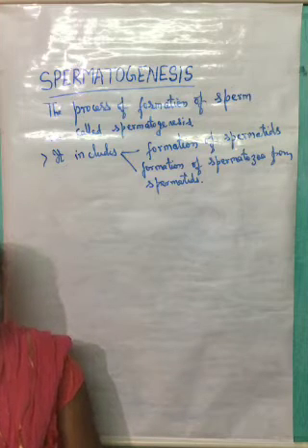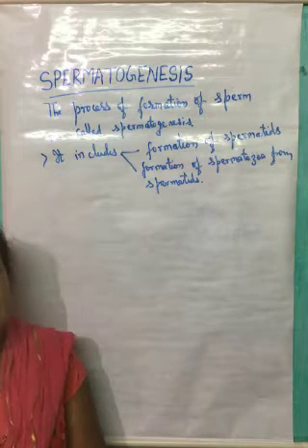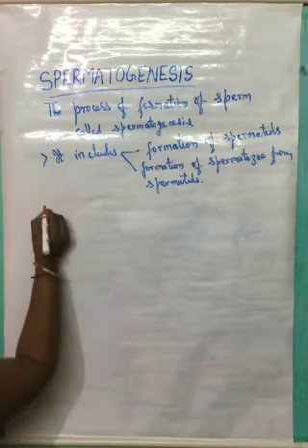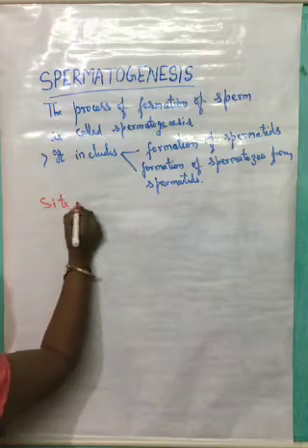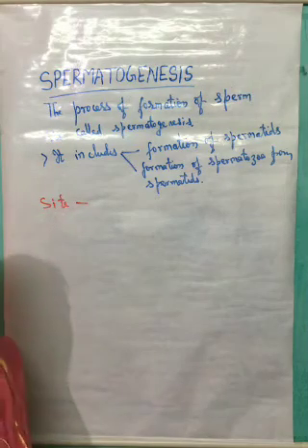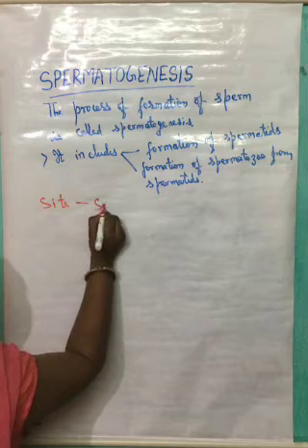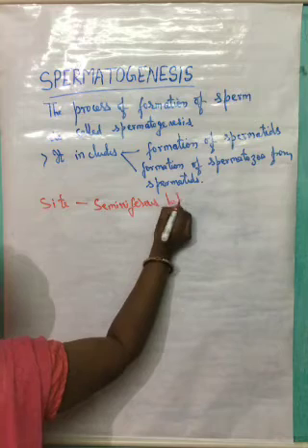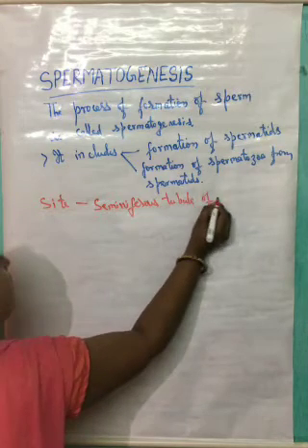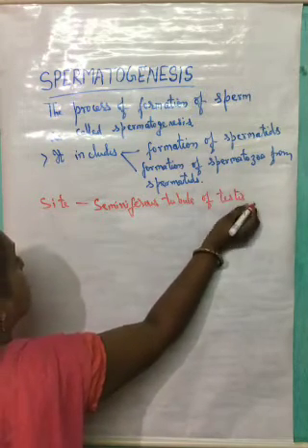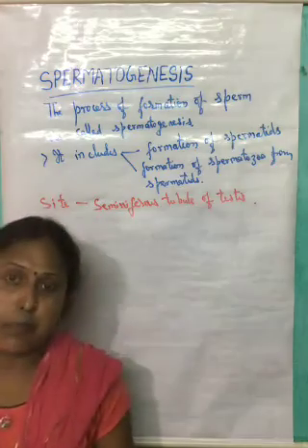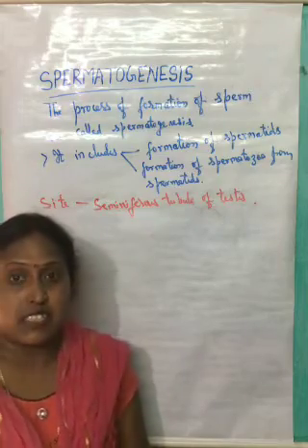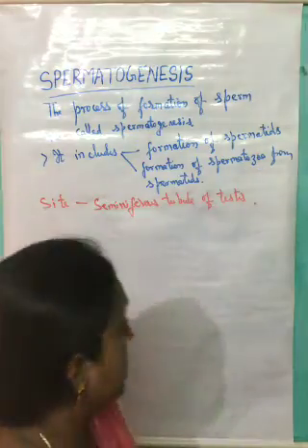As we know, the site of spermatogenesis is the seminiferous tubule of testis. So this event of spermatogenesis takes place in the seminiferous tubule, and let us discuss how this is going to take place.